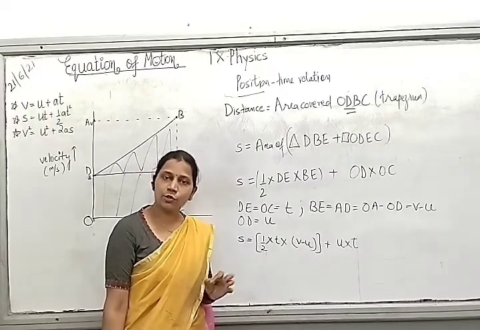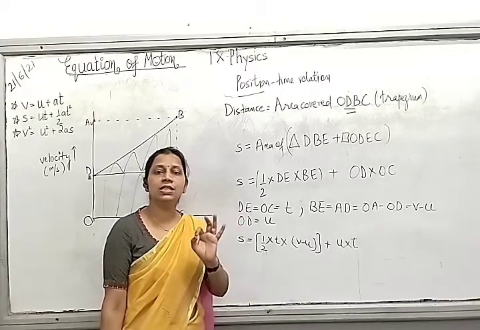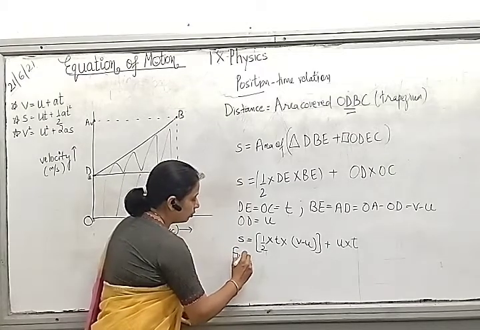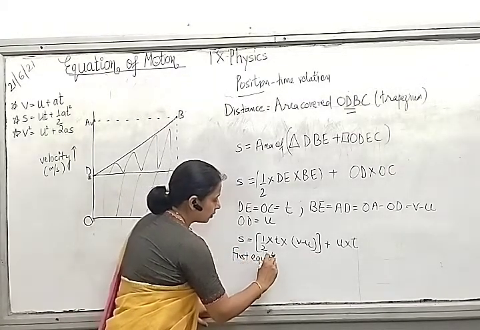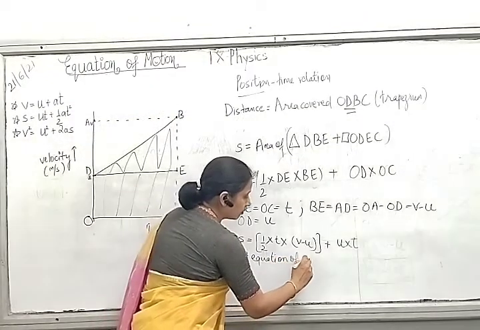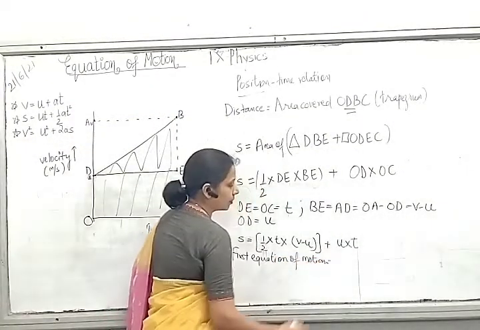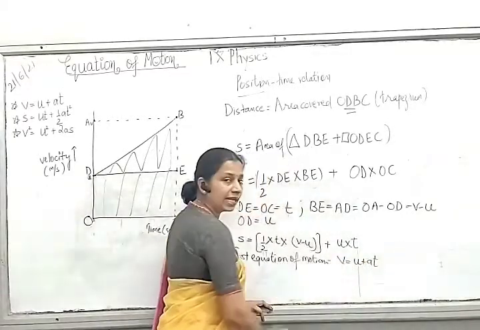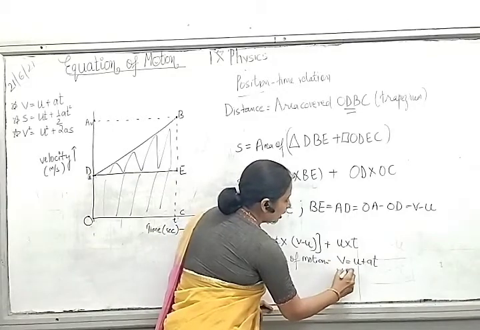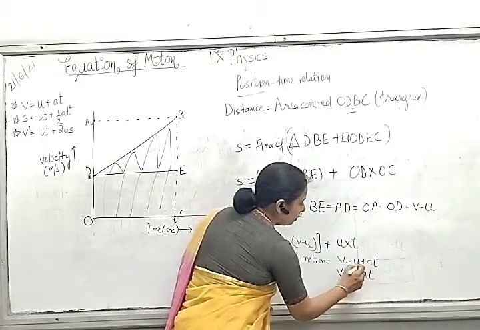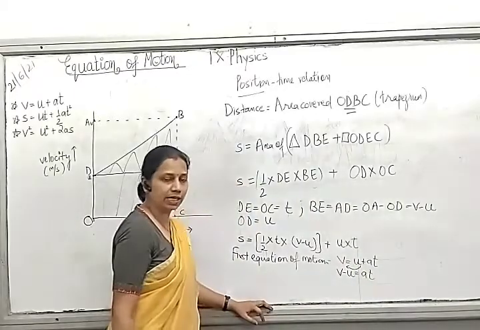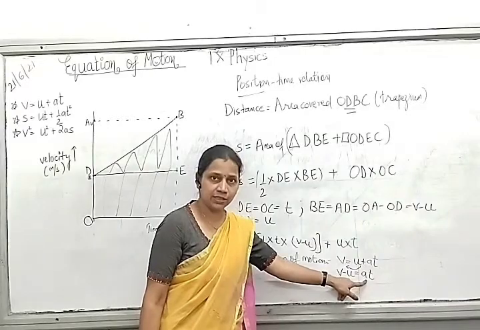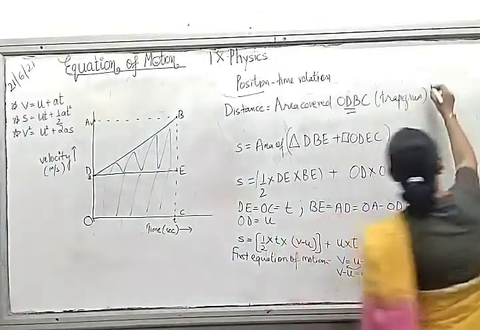What is the first equation of motion? V equal to U plus AT, right? So this I can write as V minus U equal to AT. Simply I have taken this U to the other side. So instead of V minus U, what will I write? AT. Okay, so let's write it.